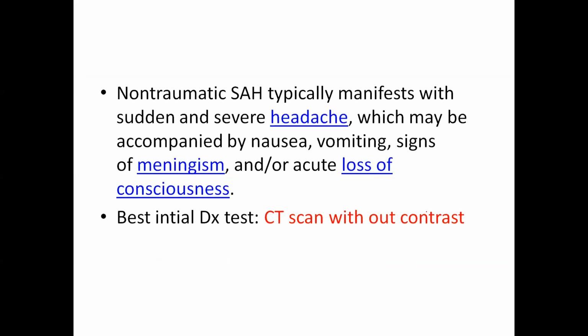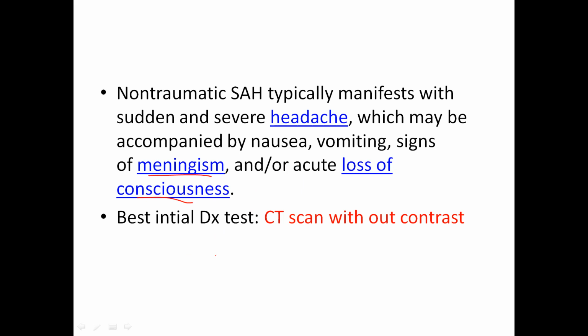So typically this non-traumatic subarachnoid hemorrhage manifests with sudden severe headache, which may be accompanied by nausea, vomiting, and signs of meningismus. Signs of meningismus means neck stiffness or neck rigidity, and or acute loss of consciousness. And also, the patient may have positive meningeal signs. Those three positive meningeal signs mean neck rigidity, Brudzinski sign, and Kernig sign.